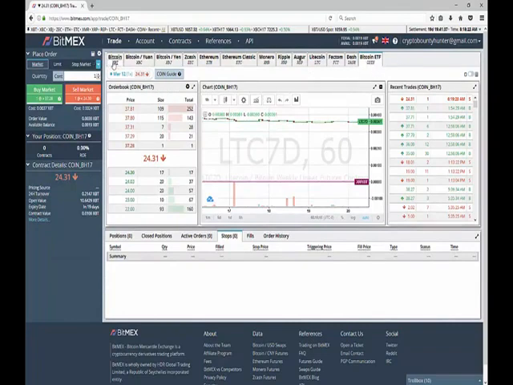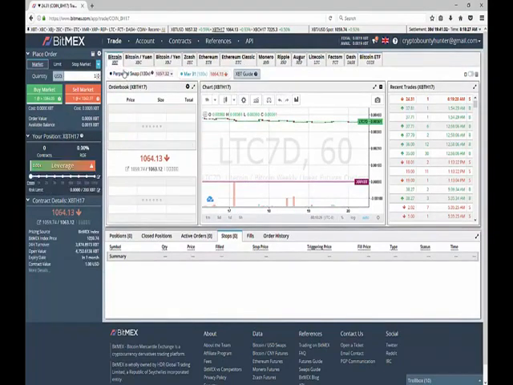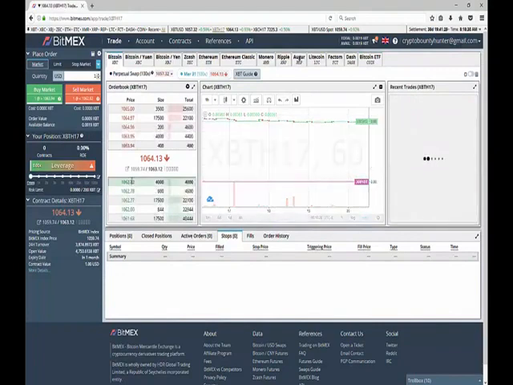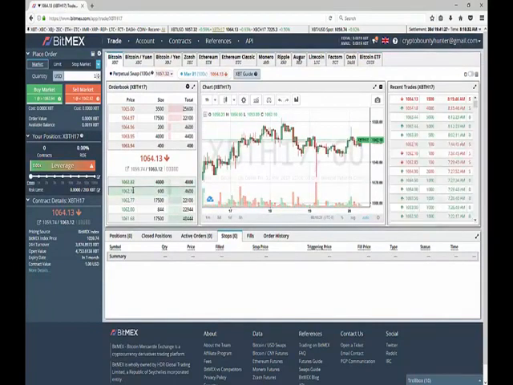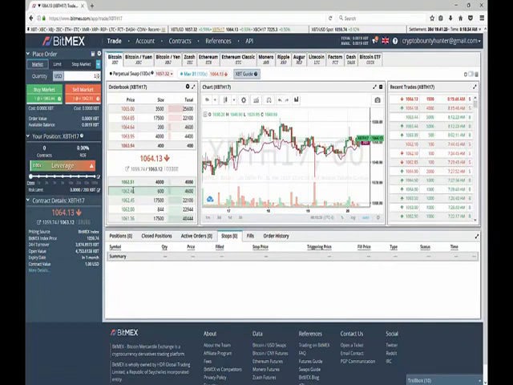BitMEX definitely does have the best trade engine. I've never had BitMEX freeze on me during trades. I use BitMEX predominantly for scalping, just because they have such fast execution and because the fees are fairly low as well. So that's it for this tutorial, and I'll see you in the next. Cheers.